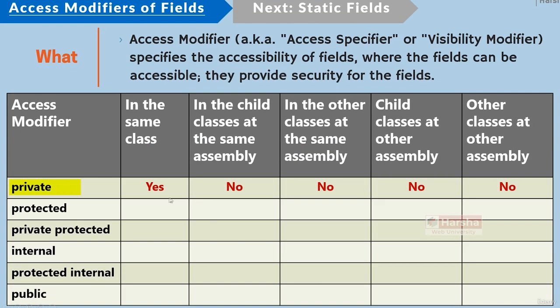The private access modifier is accessible within the same class only. It is not accessible in child classes of the same assembly or anywhere else. But it doesn't mean that if you create an object of the class in other assemblies, the private fields will not be stored in that object. When you create an object, irrespective of the access modifier, all types of fields get stored in the object. But here the point is whether the field is accessible in other classes or not. You cannot prevent a field from being stored in the object.